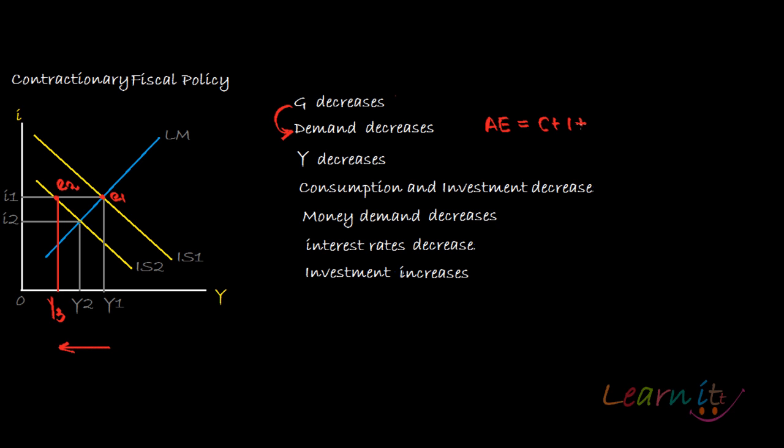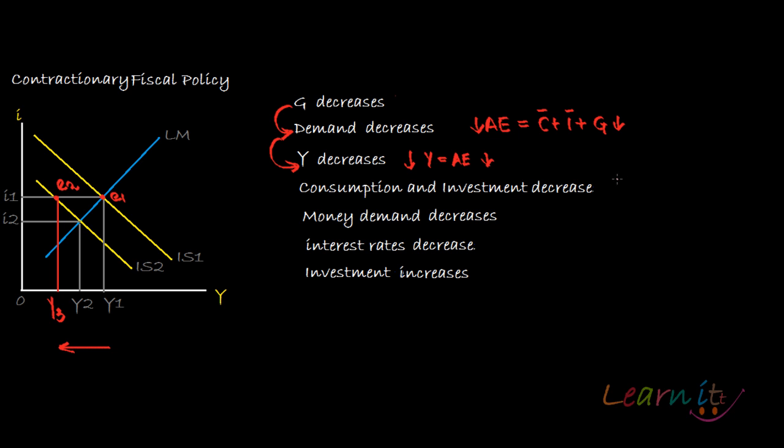Your aggregate expenditure is C plus I plus G. When G is falling, with the other two constant right now, it will lead to a fall in aggregate expenditure, hence spending, hence demand. So when demand is falling, your Y is equal to AE. When AE is falling, Y will also fall. But the moment Y falls, consumption and investment will also fall.